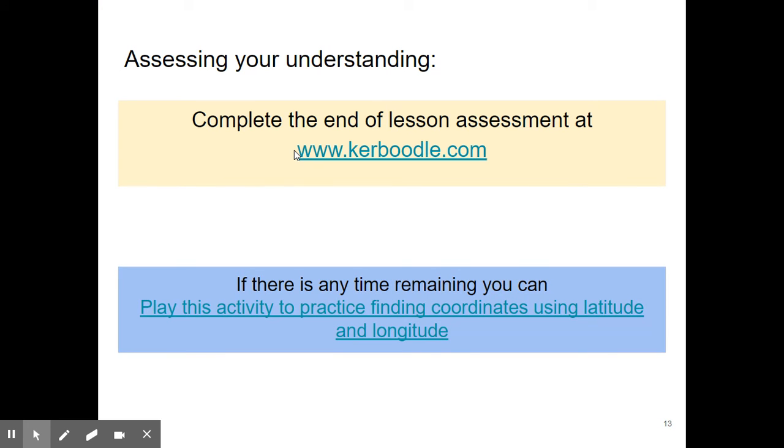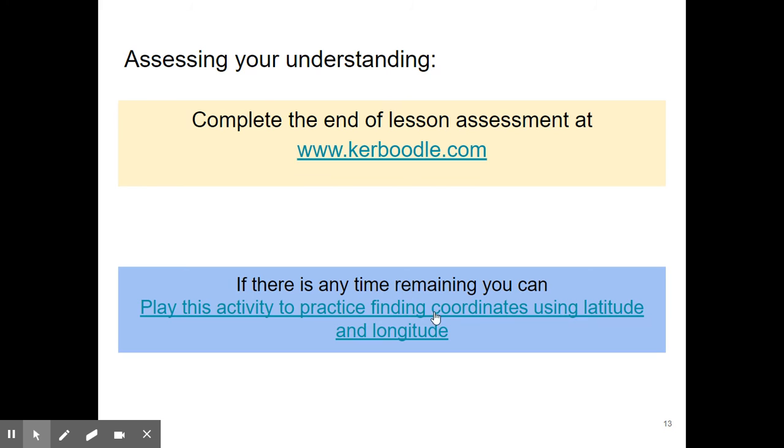And then finally today, you're going to go to Caboodle, and you are going to do the end of lesson assessment for Caboodle. I will post this into Caboodle for you. It will be assessment 1.5, I believe. I will confirm that on your slides, which assessment it is that you need to do. I think it's 1.5, but that will be on your slides.